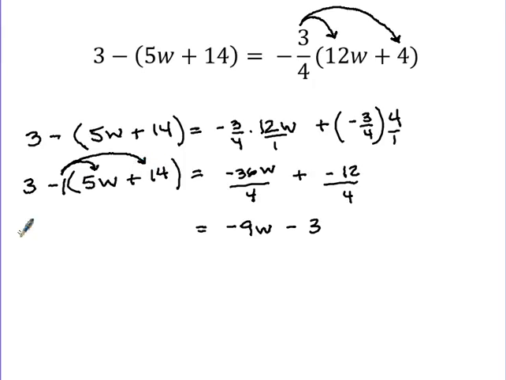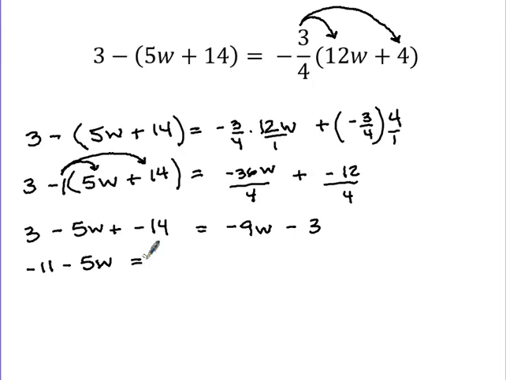So if I do that, I would have 3, and then a -1 times 5w gives me a -5w, plus -1 times 14 gives me a -14. Now, if I group together the terms that I have on my left-hand side, I have a +3 with a -14, so that gives me a grand total of -11 over here. And then I also still have the -5w.